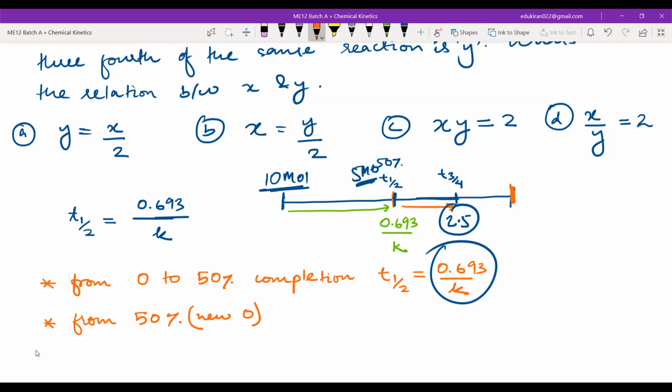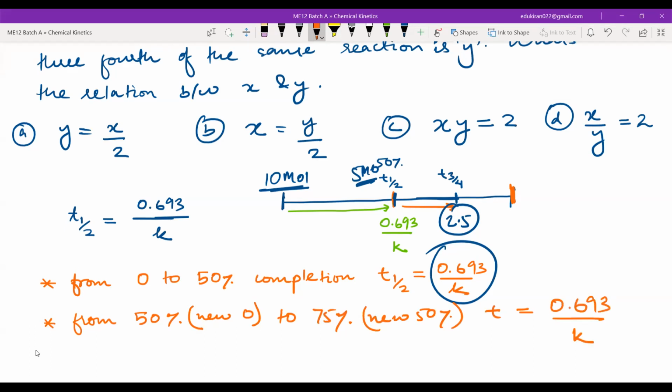That is the new initial reaction that is happening, because it is not dependent on the concentration, it is only dependent on the rate of reaction. From 50% to 75%, this 75% is the new 50, right? The time will be equal to the same 0.693 divided by K. So again 0.693 divided by K.